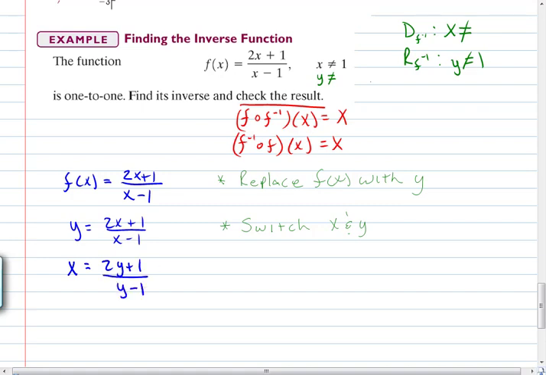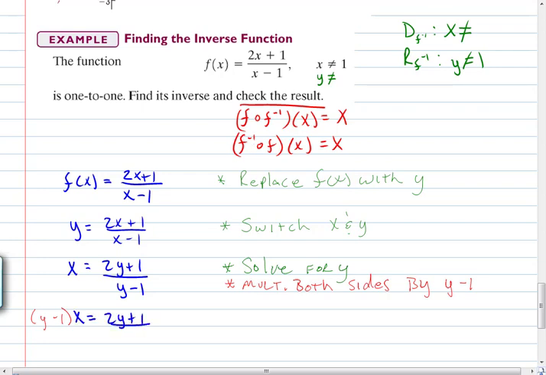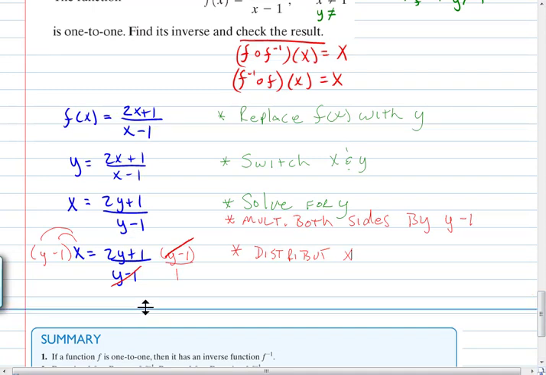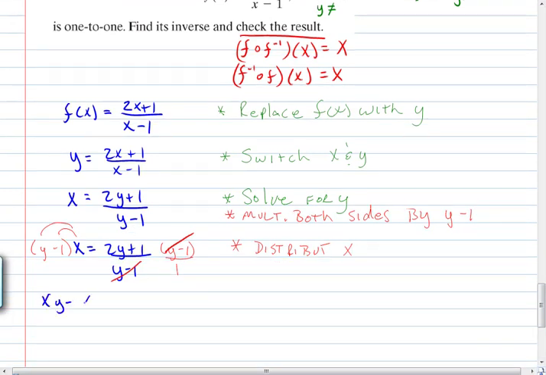Now we solve for y. And in order to solve for y, we are going to multiply both sides by y minus 1. So that's going to give us (y minus 1) times x equals (2y plus 1) over (y minus 1) times (y minus 1). Then we see that these are going to cancel out. Now what do I do? We're going to distribute the x across there. So that's going to give us xy minus x equals 2y plus 1.